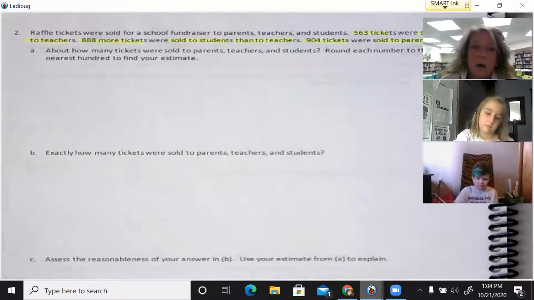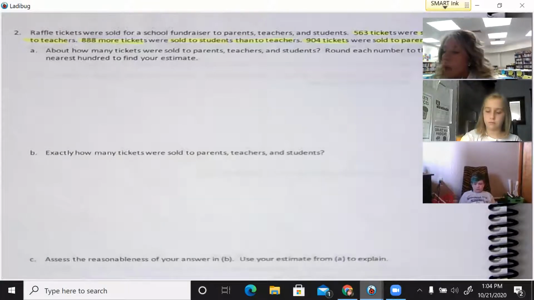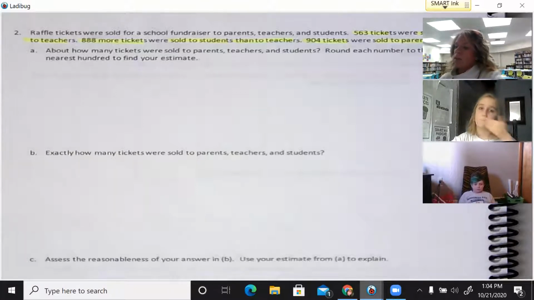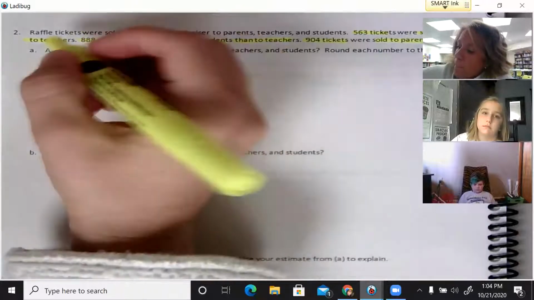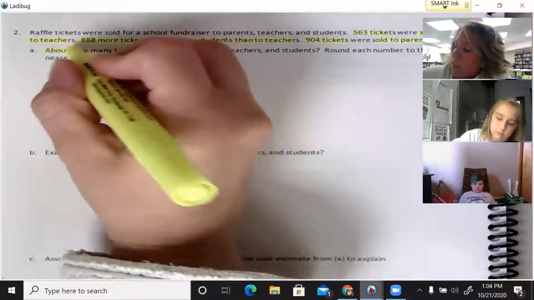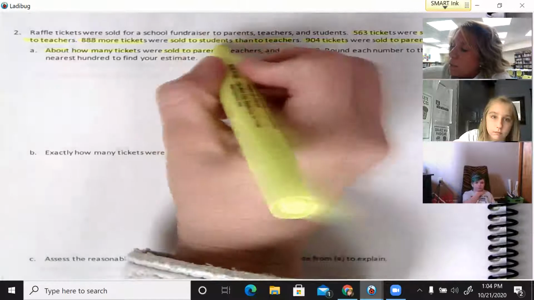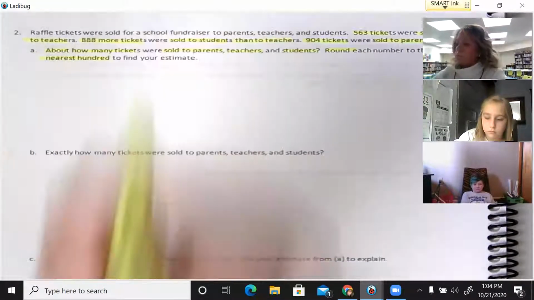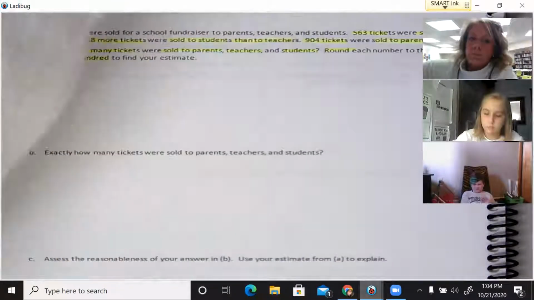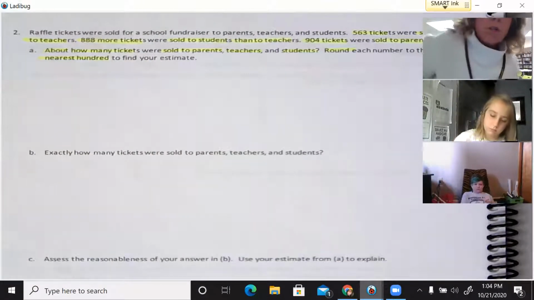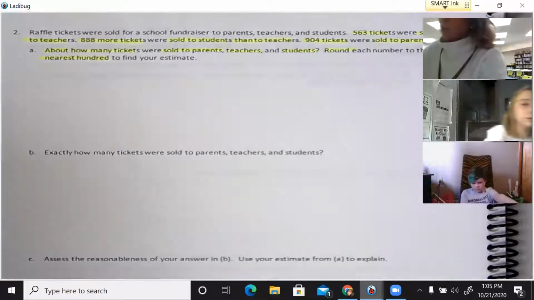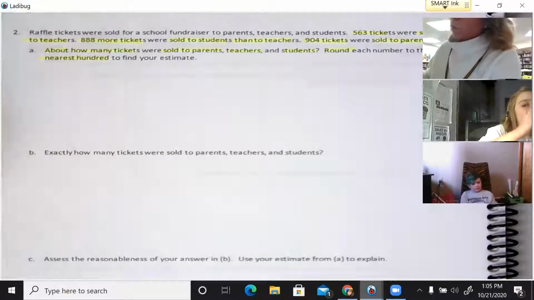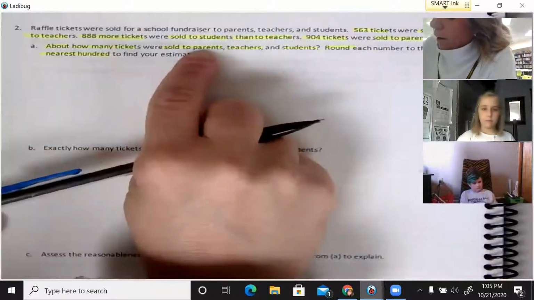Very good. Now here's our questions. Letter A, about how many tickets were sold to parents, students, and teachers? Round each number to the nearest 100 to find your estimate. So we have to figure out about how many tickets sold to parents, teachers, students. Round to the nearest 100. So we're going to break this up into each person we sold to. So let's start with parents.